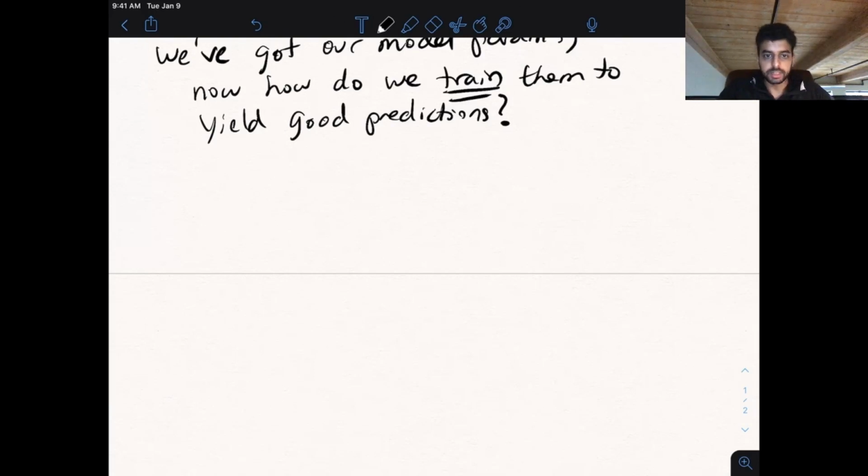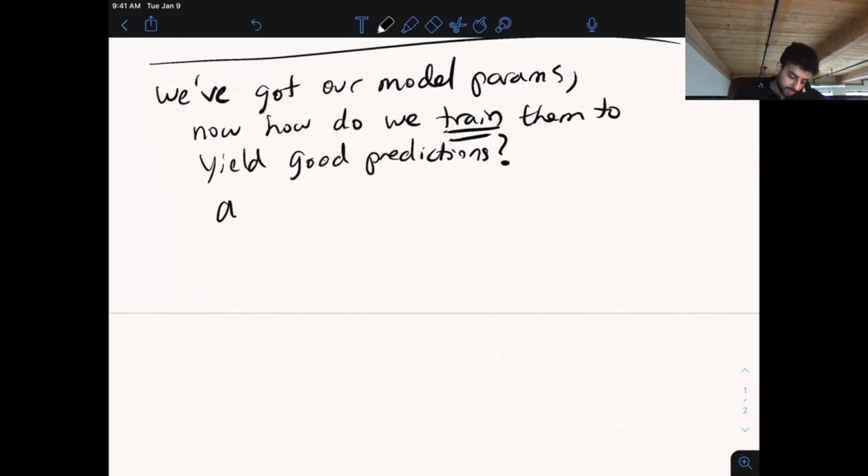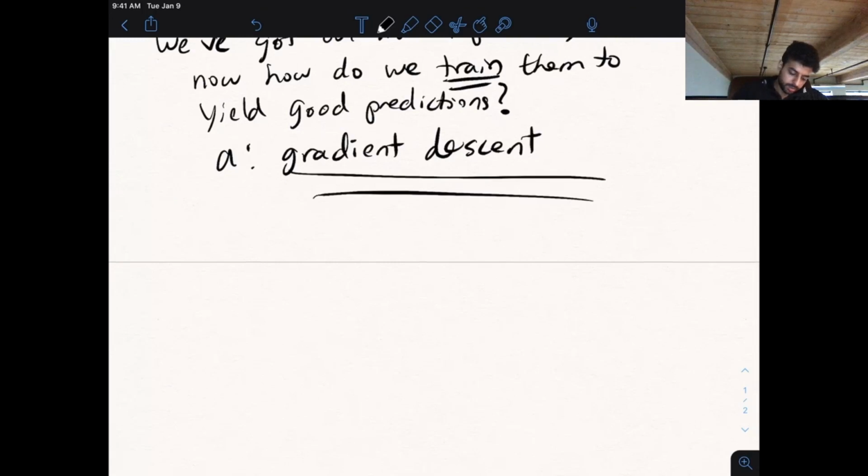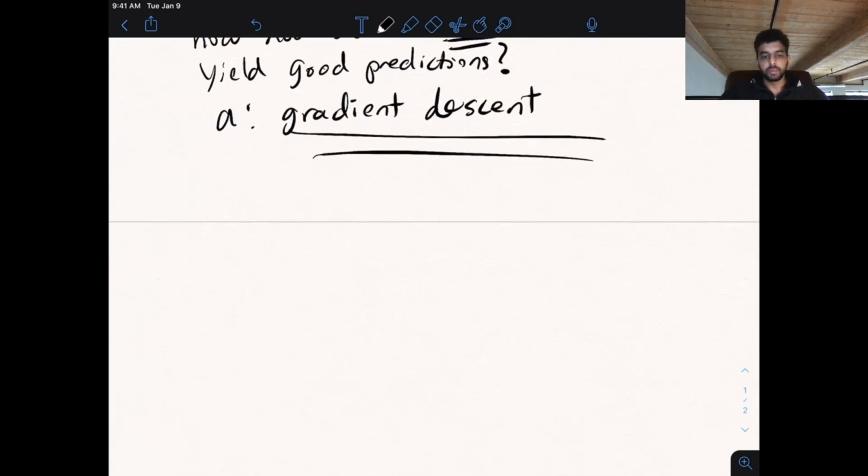in which I use this iPad. So this is a question. The answer is gradient descent. So we are going to look at gradient descent as kind of broken down into three different steps.